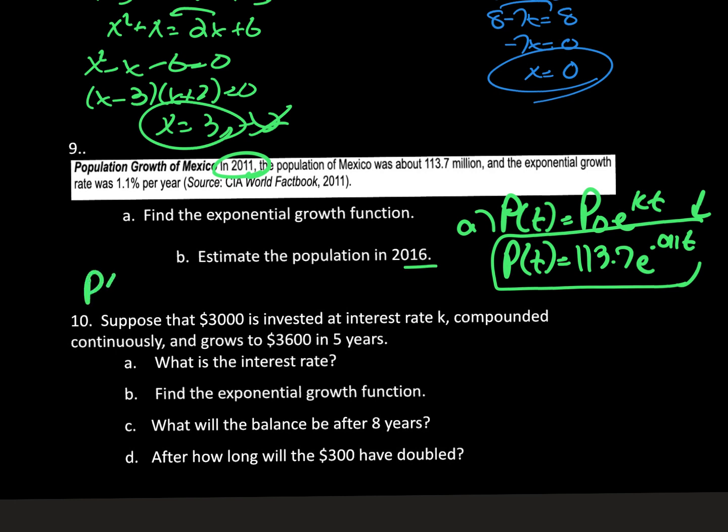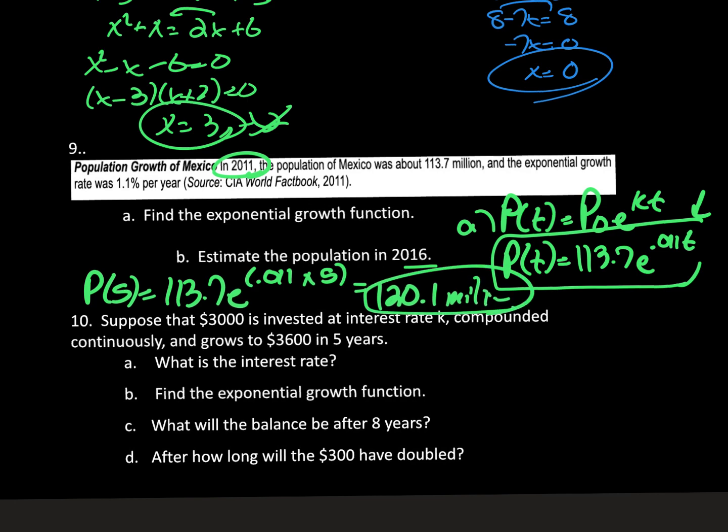So what I'm punching in my calculator is 113.7 times e to the 0.011 times 5 power, because that's going to give me what the population was 5 years from now. When I punch that in, I'm getting 120.1 million. So it's gone up quite a bit in 5 years.